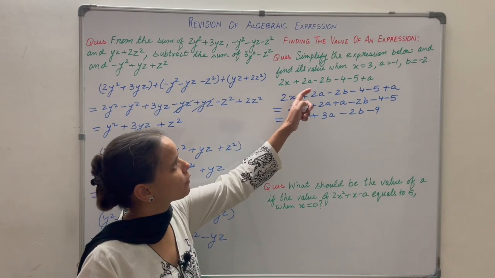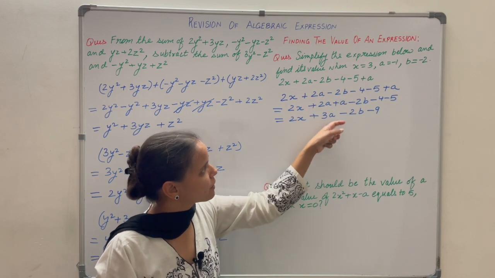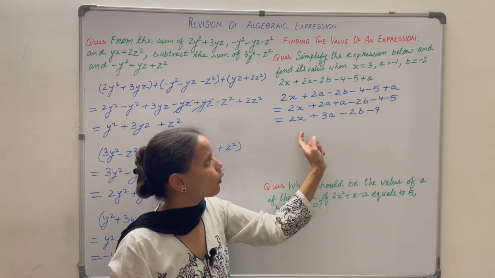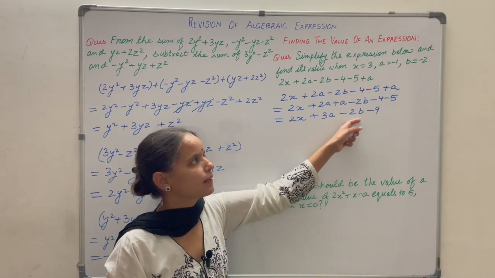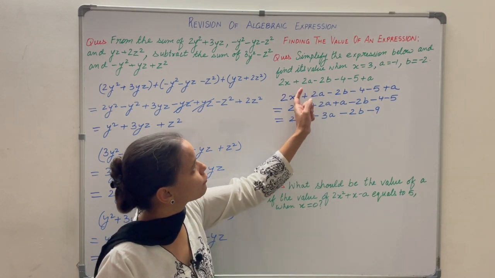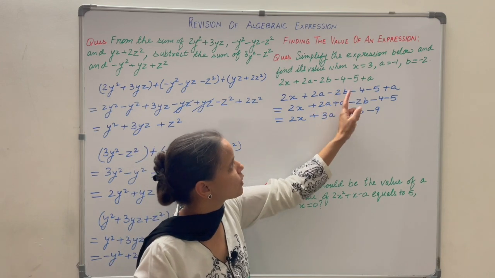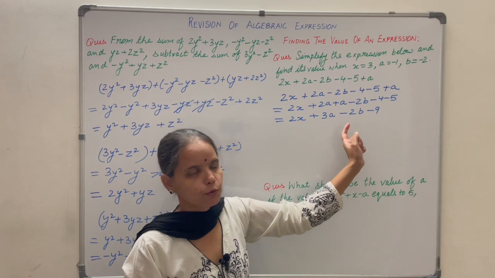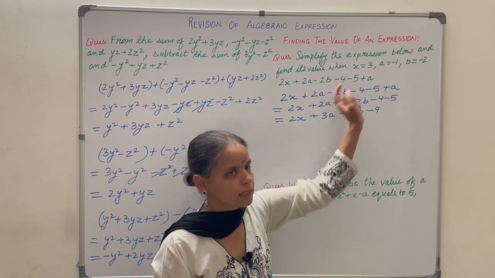So now you need to find the value after simplifying this expression. So we have simplified this expression. We have added the like terms. Now you cannot further simplify because there are no like terms to be added here. So now you have to find the value of this expression when x is equals to 3, a is equals to minus 1 and b is equals to minus 2. So we are going to replace the values of these variables from here.